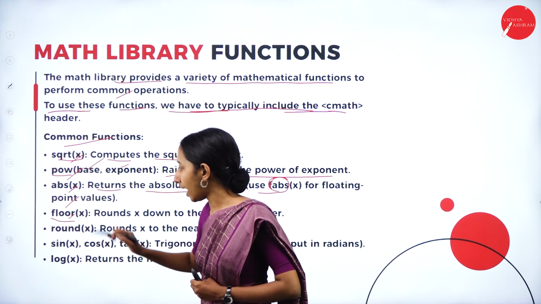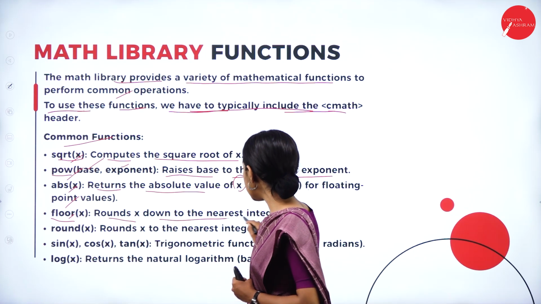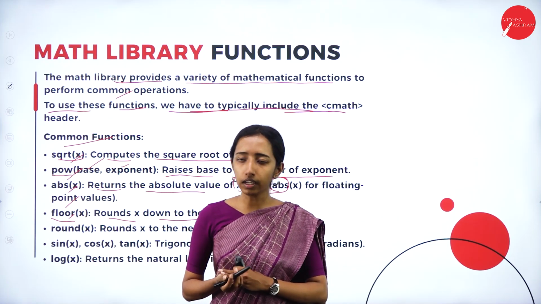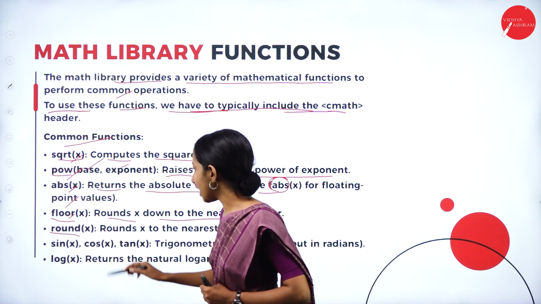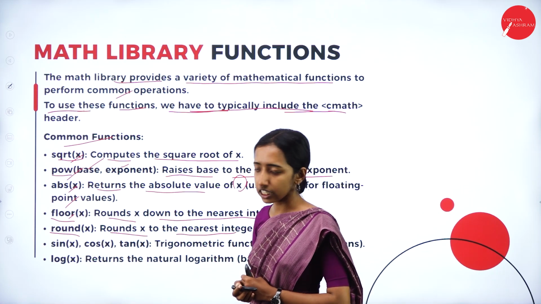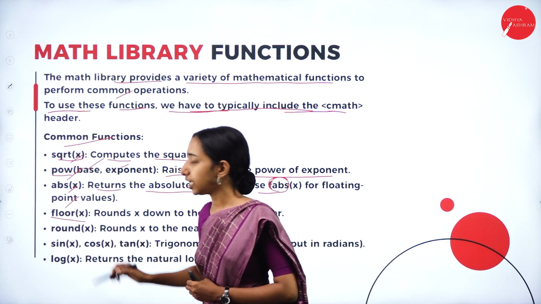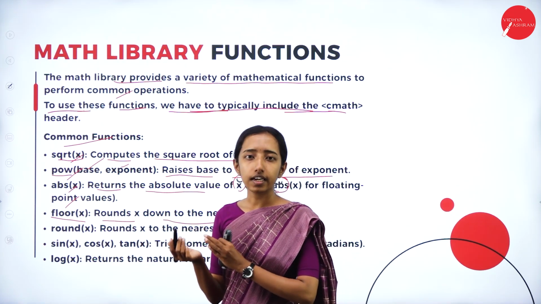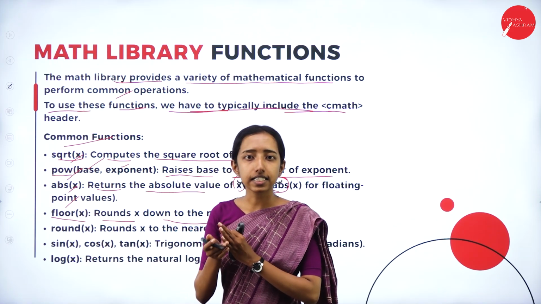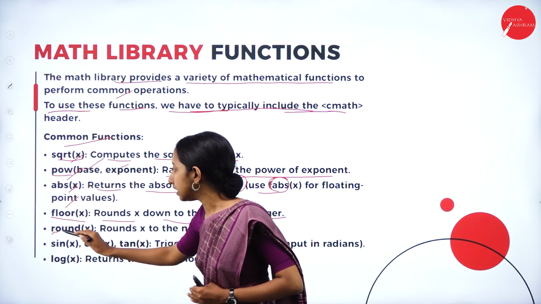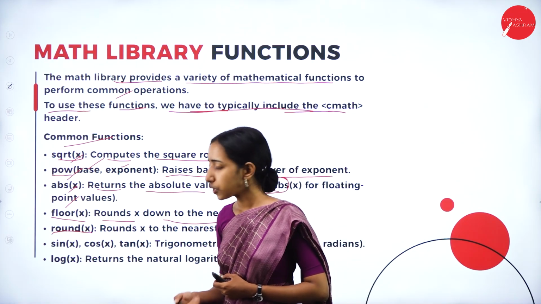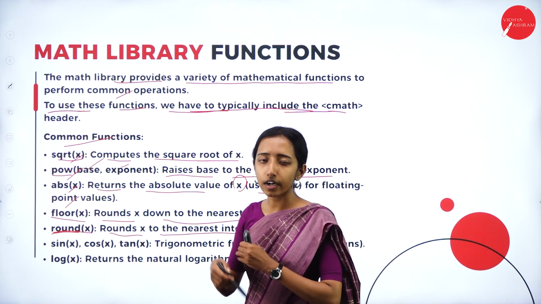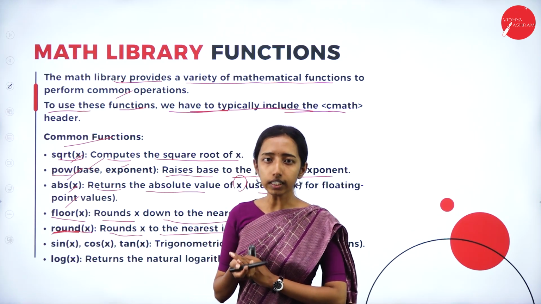Next we have floor of x. This will round x down to the nearest integer, meaning rounding floating point or decimal numbers. Next we have round of x, which rounds to the nearest integer. The floor function rounds x down to the nearest integer, and round rounds x to the nearest integer. It will round a floating point or decimal number.